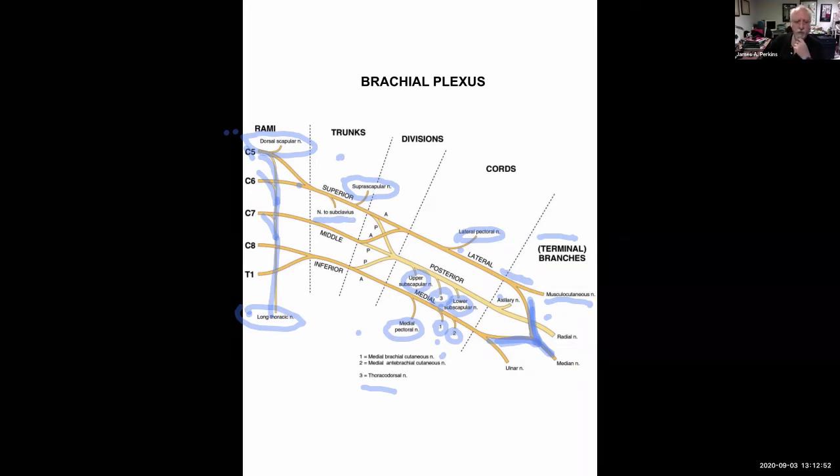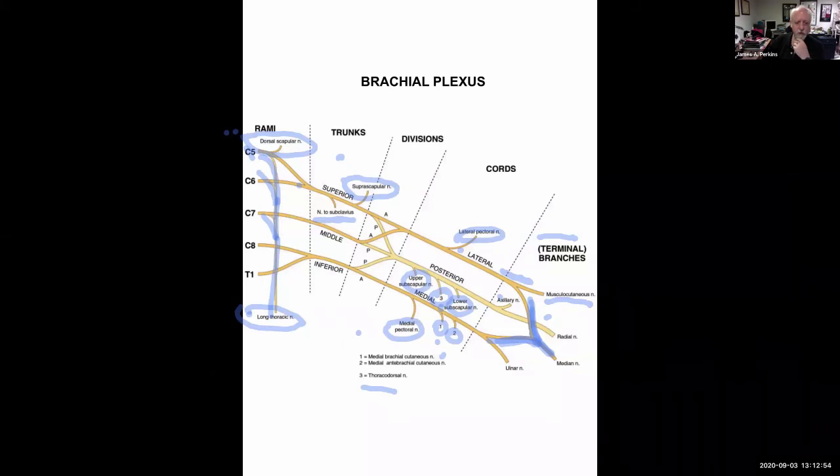So you should know things like dorsal scapular, long thoracic, suprascapular, because we've studied the muscles that these things innervate. You should know lateral pectoral nerve. In fact, you should know all of the branches that are coming directly off of the higher parts of the plexus. Lateral and medial pectoral nerves are innervation to the pectoralis muscles.